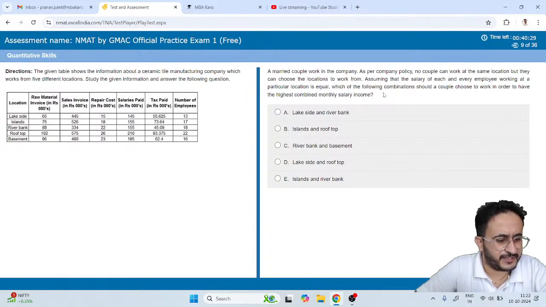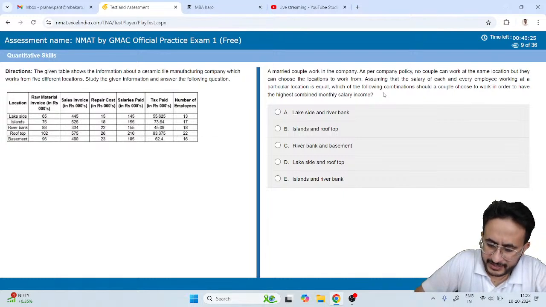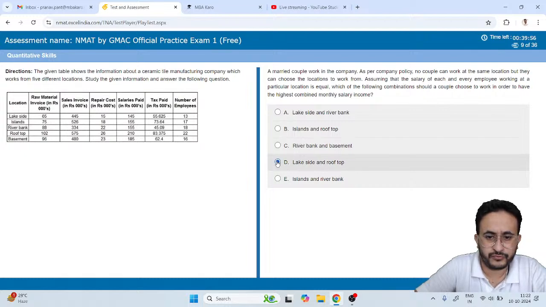Okay, so obviously if it was just choosing the best, if we choose Lakeside and river bank, that would come as around 19.5. And if we choose island and rooftop, that will be 18.5. Third option, river bank and basement, that would be 20. And Lakeside and rooftop will give us 20.5. And the last one, island and river bank will give us 17.5. So the fourth option is giving us the highest. So Lakeside and rooftop will be chosen.